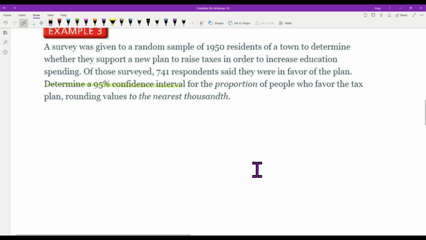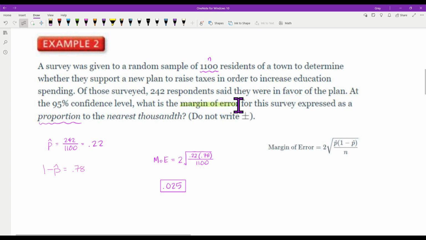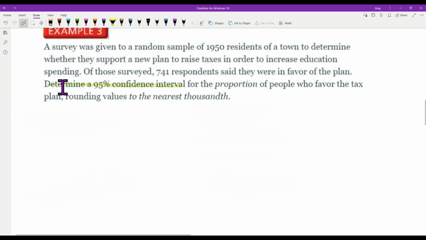A survey was given to a random sample of 1,950 residents of a town to determine whether they support a new plan to raise taxes in order to increase education spending. Of those surveyed, 741 respondents said they were in favor of the plan. Determine a 95% confidence interval. So this one is different. The previous one asked for the margin of error, so I stopped. This one is asking us for the confidence interval. You really have to pay attention, again, for the proportion of the people who favor the tax plan.